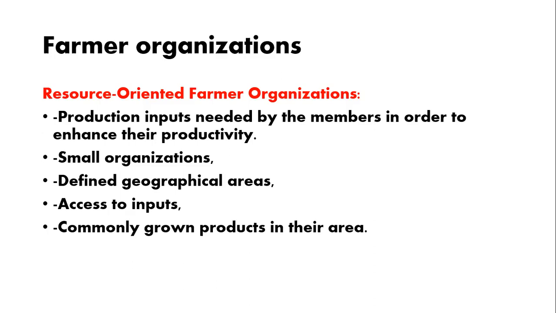And also they are defined by geographical areas, right? For one village they have, or for one area they have a farm organization. Then another village, right? Village wise, area wise, geographically small farm groups. These are resource-oriented farmer organizations, and they always try to access the inputs, and commonly they depend on common crops grown in the area. If you commonly grow paddy, it's a society oriented with paddy. If you go with tea, that common crop is the base to develop this resource-oriented farm organization, right?